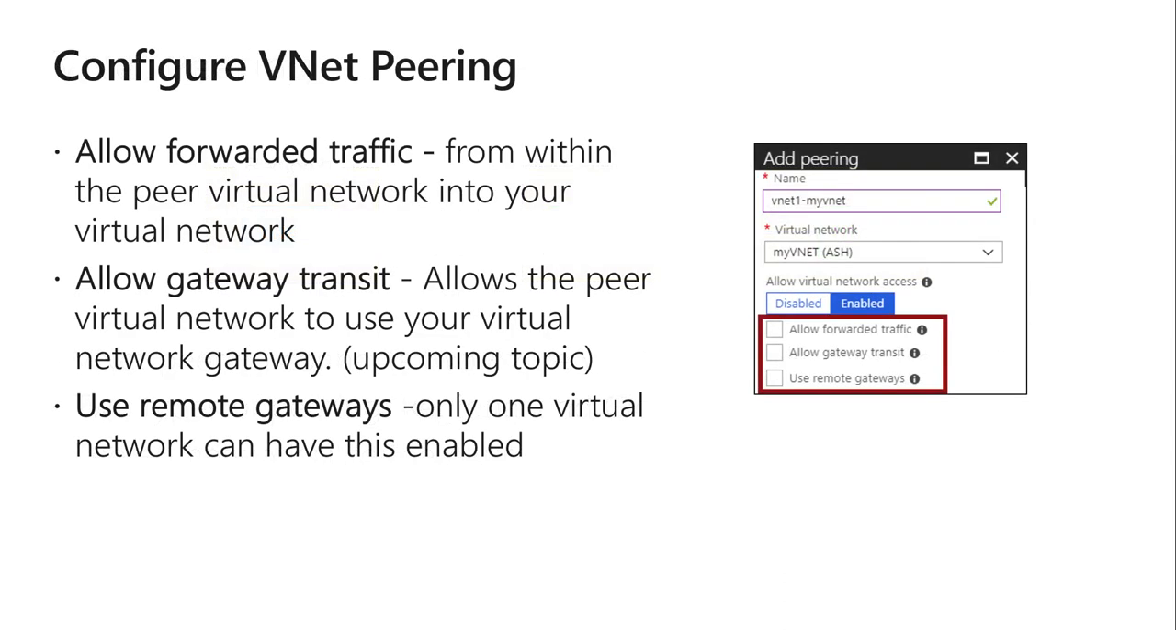All right. So to configure the VNet peering, there are some steps you have to do. Notice you will need two virtual networks. You cannot have only one, right? There's no peer if you only have one. So you need to have at least two.